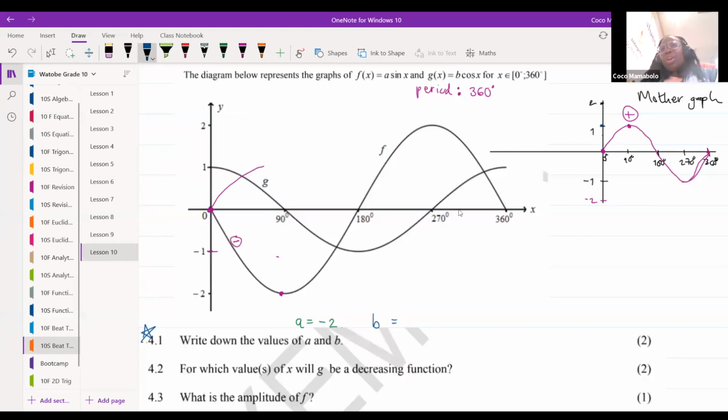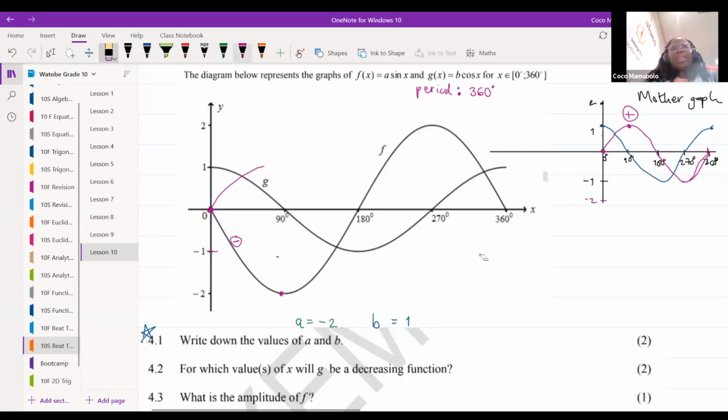It starts at 1 and goes through 0 and goes down to -1 and back through 0 and up to 360. So this is exactly the same. Okay, B is equal to 1. Good. B is equal to 1 because that graph looks exactly like my mother graph would look. And I know that the normal graph of cos x would have a 1 here in front or nothing. And we know when there's nothing there, that means that it's a 1. So our B value is equal to 1. Okay. All right. Cool. So we've now answered question 4.1.